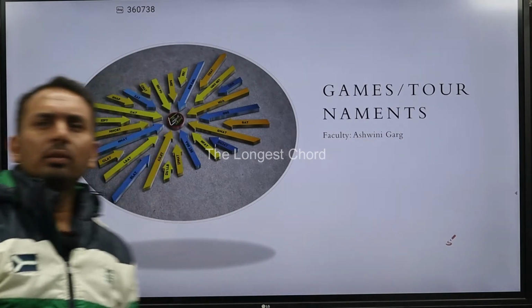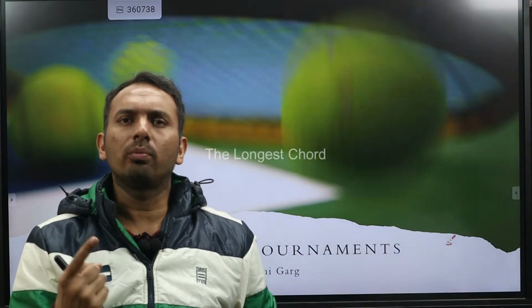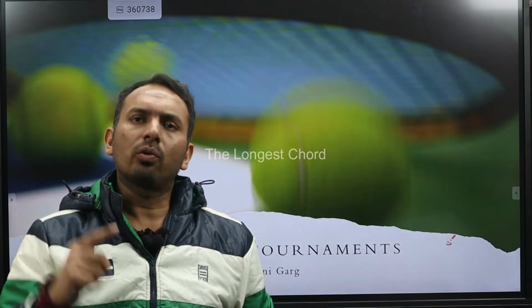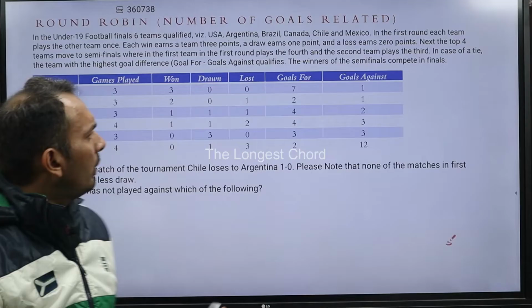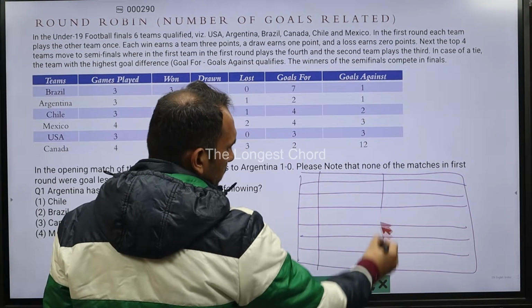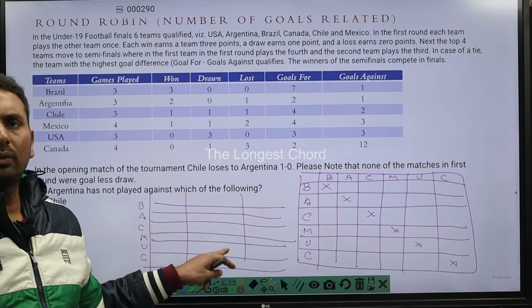So let us understand these round robin games. We have one called round robin, and then we have another called knockout. So in round robin, if there are goal differences, let's say this is the question given. First of all, we can draw a 6 by 6 table of data. So these are the two things that we can do.